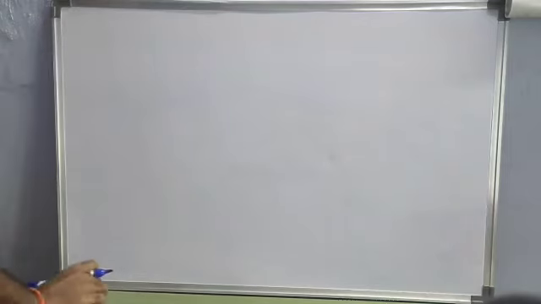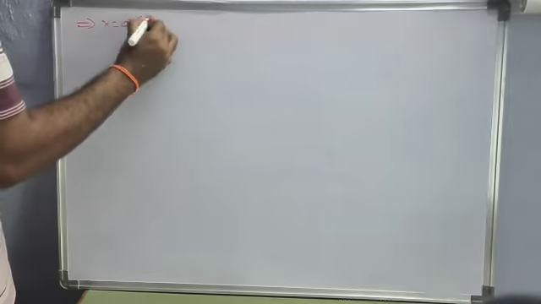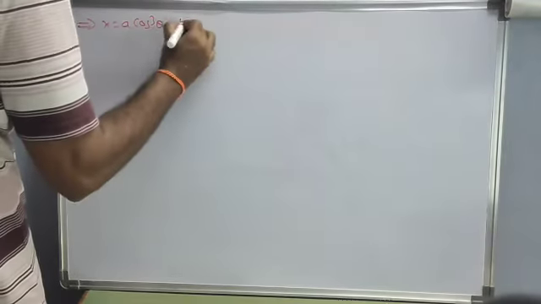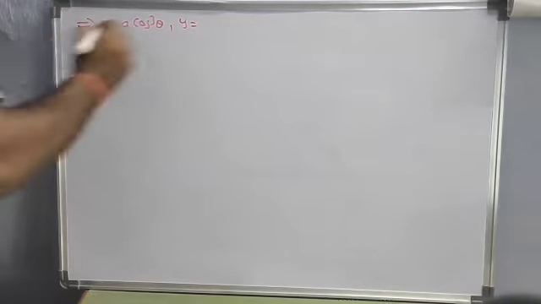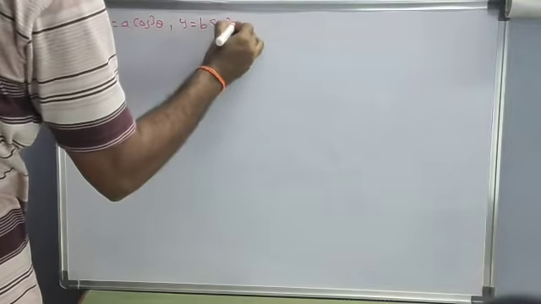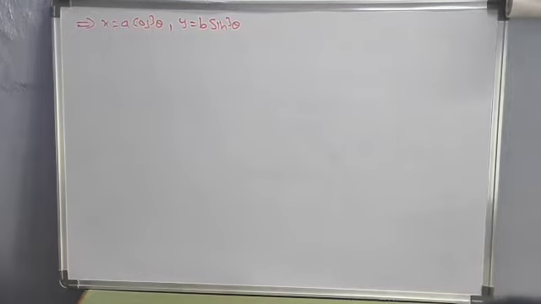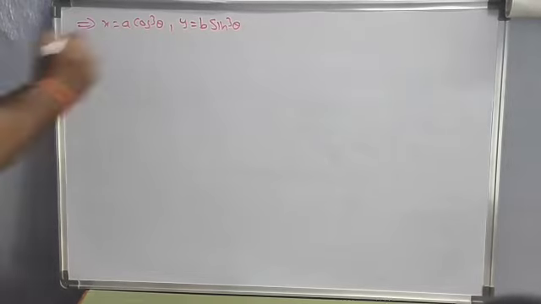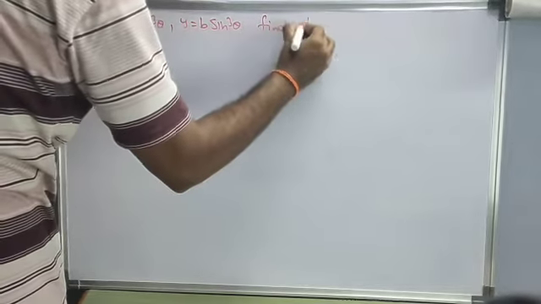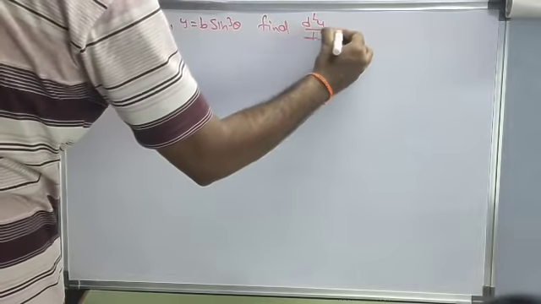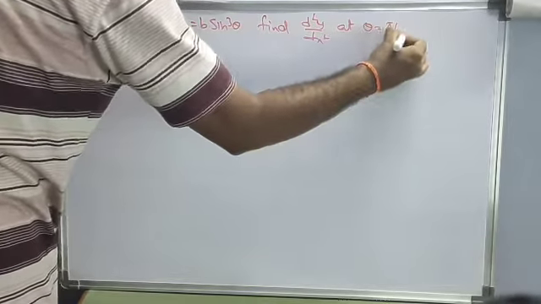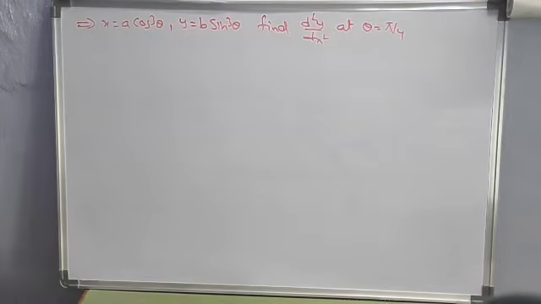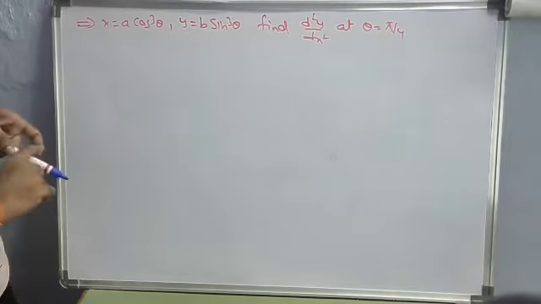Next, I am taking another problem. x equal to a cos cube theta, y equal to b sin cube theta. Then find d square y by dx square at theta equal to pi by 4. We have to find the dy by dx.